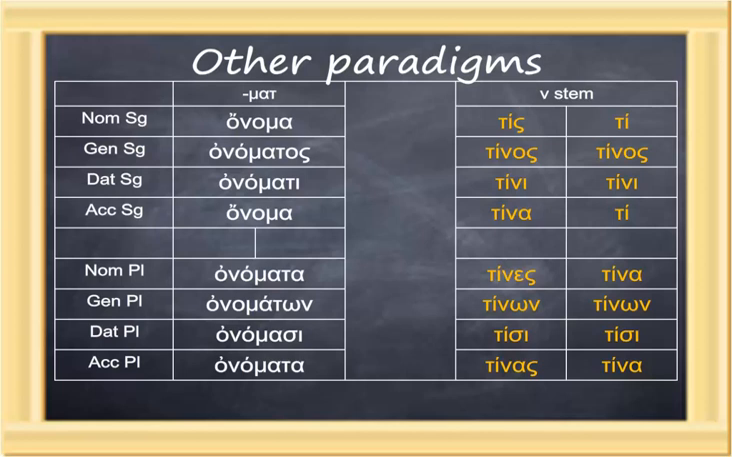This particular form, tis ti, with an accent on the first syllable, this form is the interrogative pronoun. Who? Or what?